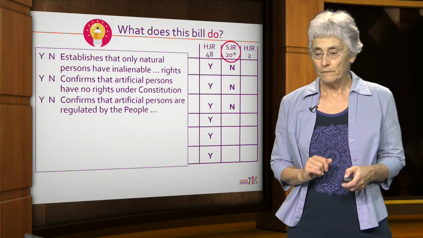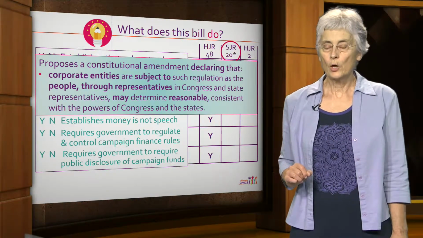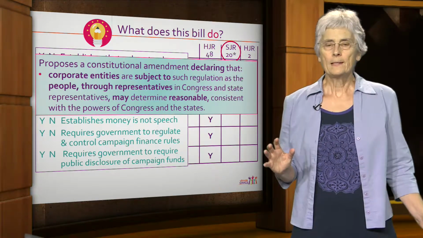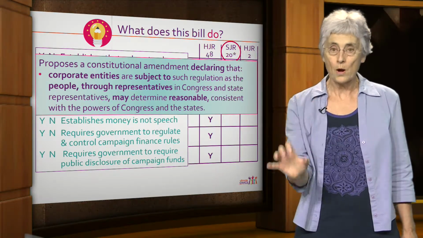Now let's look at the campaign finance business. Not going to read these. We're going to go straight to the proposed bill. It proposes a constitutional amendment declaring that corporate entities are subject to such regulation as the people through representatives in Congress and state representatives may determine reasonable, consistent with the powers of Congress and the states. A lot of weasel words in here, okay? Corporate entities, we already know, no, we wanted to read artificial entities. Subject to, that doesn't require anything. You may decide to do it, you may not. We want this to be a requirement in our Constitution.